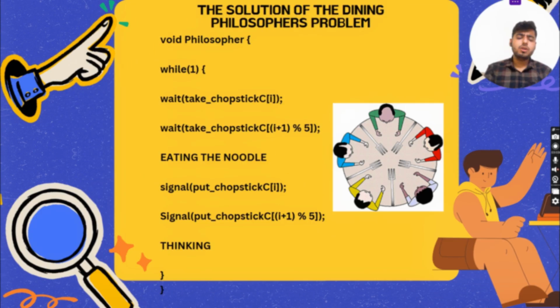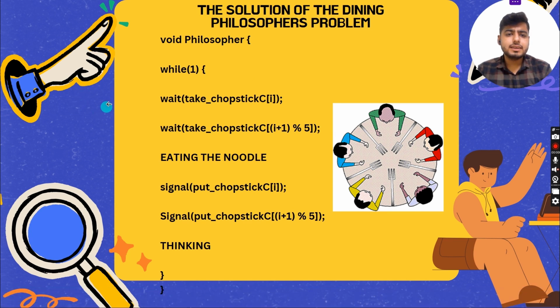Now, as you can see in the code, philosopher P0 comes and enters the philosopher function. Now, while(1), wait(chopstick[i]), so it will take the chopstick C0, and then wait(chopstick[(i+1) % 5]), which means chopstick 1. So it will take chopstick 0 and chopstick 1, and the values of C0 and C1 will become 0 due to the wait operation. Then he eats the rice, and signal(chopstick[i]) puts the chopstick back on the table, and the value of chopstick 0 will become 1 again.